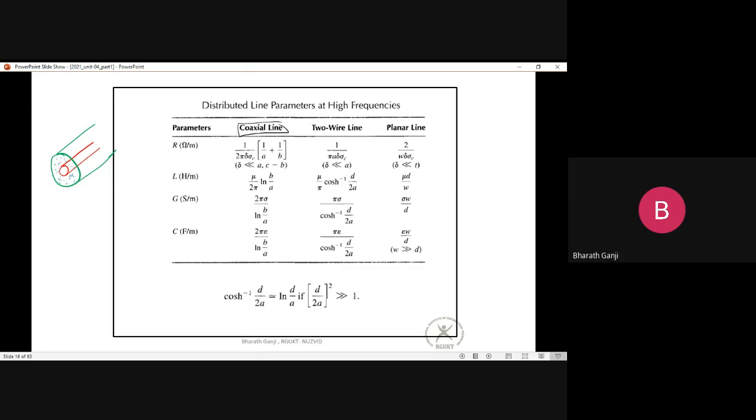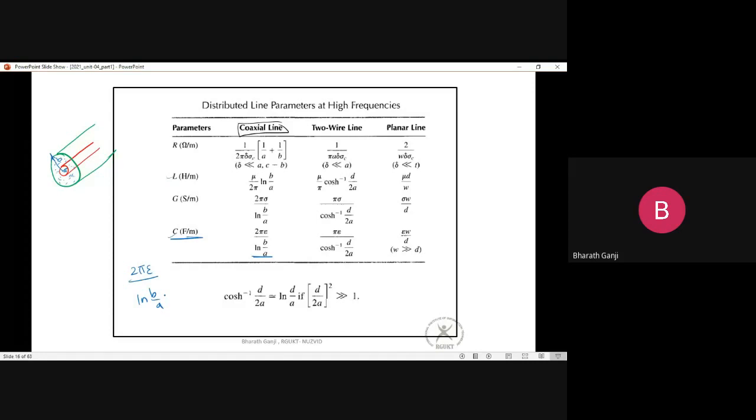So for such coaxial wires, what is the resistance per unit length, what is the inductance, or what is the capacitance per unit length? You can calculate. Say, for example, if the inner wire is of radius A and the outer wire has a radius of B, then you can see that the capacitance per unit length for this wire is 2 pi epsilon naught divided by ln of B by A.